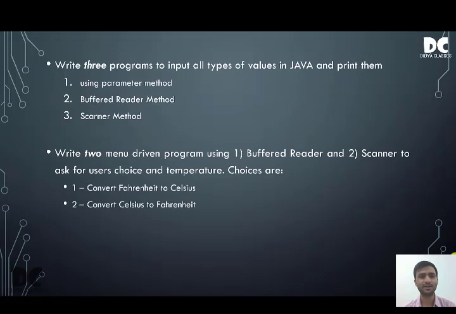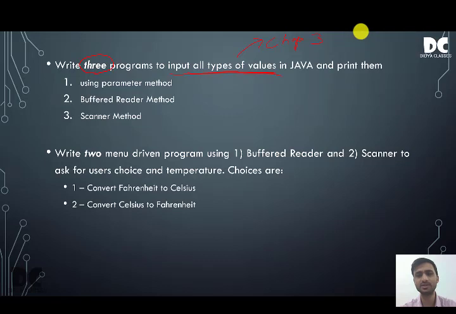So let us start. The first program is: write three programs. You have to write three programs to input all types of values in Java and print them. Three programs means three separate programs to input all types of values. All types of values means the types of values we have studied in chapter 3.